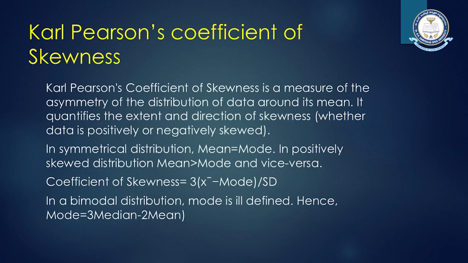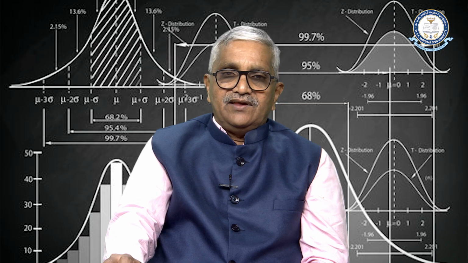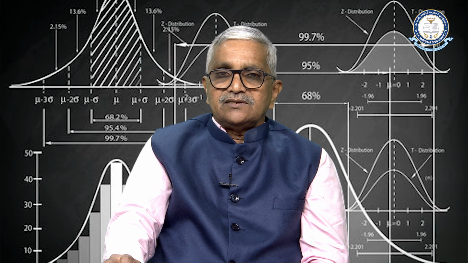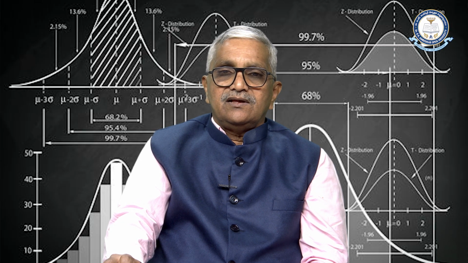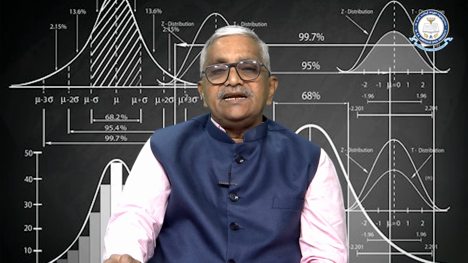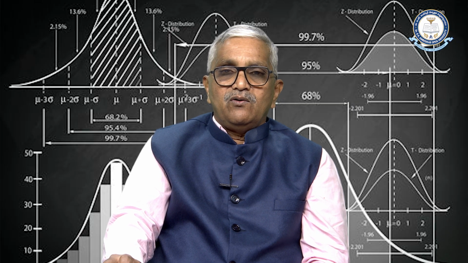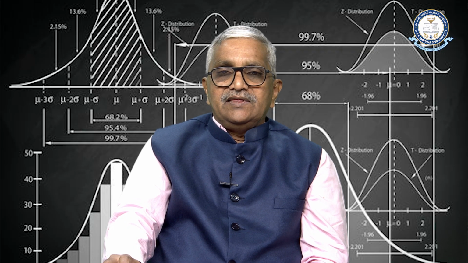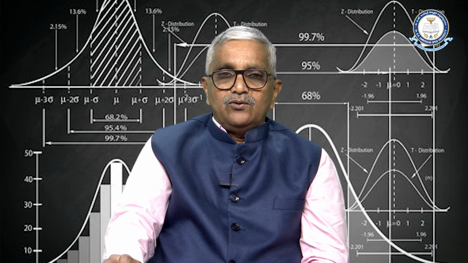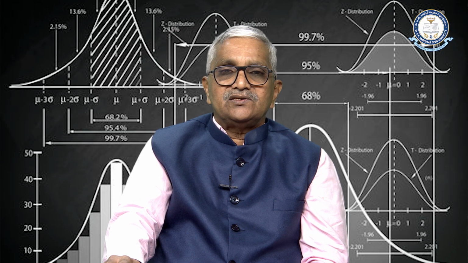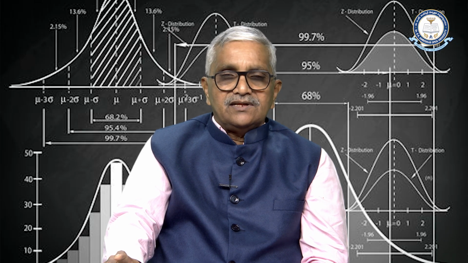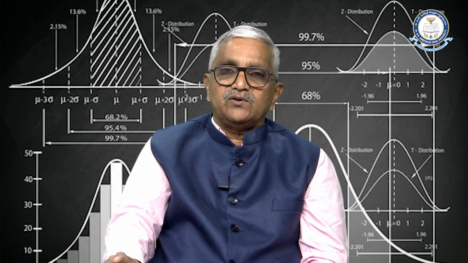So, to calculate Karl Pearson's coefficient of skewness, we have to subtract mode from mean and divide it by standard deviation. In a symmetrical distribution, mean is equal to mode, hence Karl Pearson's coefficient of skewness is 0. And if mode is ill defined in a series, first we have to find the mode with the help of the formula 3 median minus 2 mean, and then we have to calculate the standard deviation, and then the Karl Pearson's coefficient of skewness.